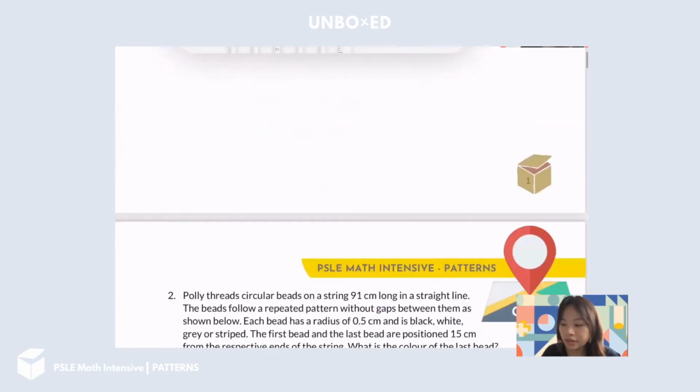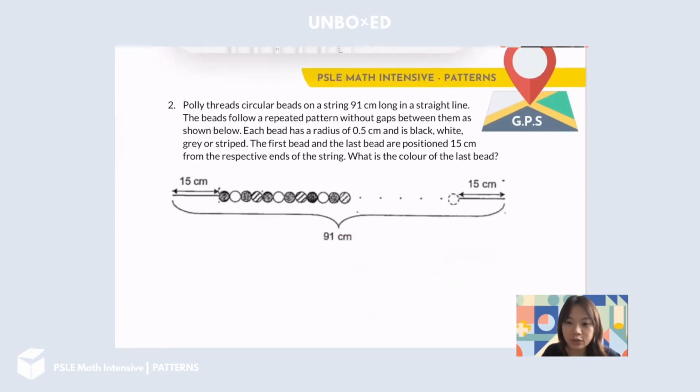Now, question 2. This question has got to do a bit with circles. In this question, I break it down for you. They say the whole thing is 91. Obviously the 15 at the front and the 15 at the back, I'll need to minus it because it's not relevant to me. So that is the first step. If it's a radius of 0.5, obviously I need to find the diameter of one bit, which is 1.0.